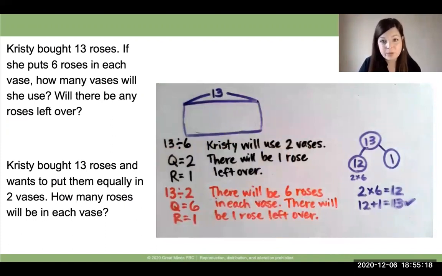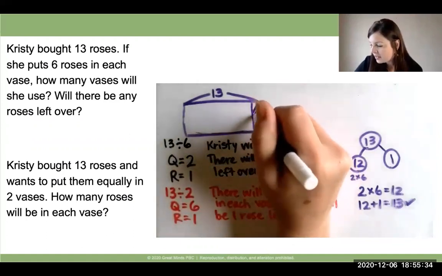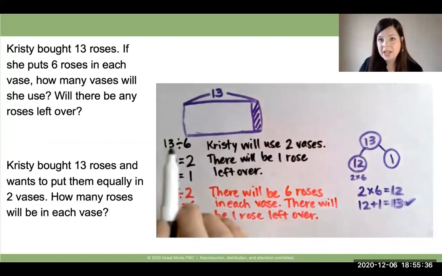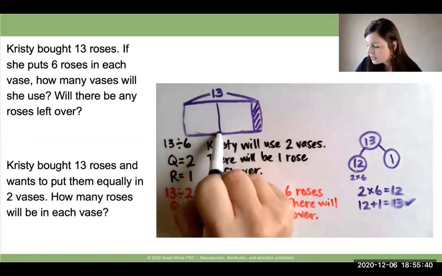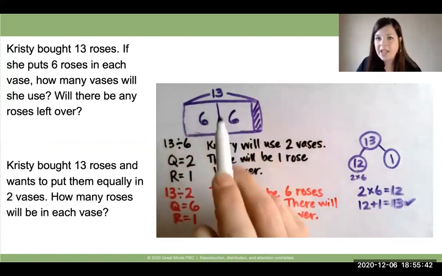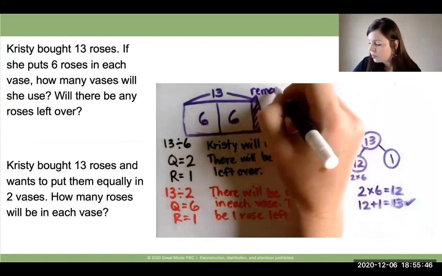We know we have 2 equal groups of 6, but 6 plus 6 equals 12, not 13. So we'll need a third part to show the remainder. That part will be much smaller than the other parts because we just have a remainder of 1. So I'll make a small part here on the side to represent the remainder, and I can partition the rest of the tape into 2 equal groups of 6. And then I'll label this part here as the remainder of 1.